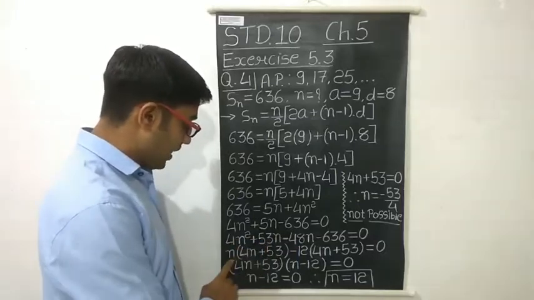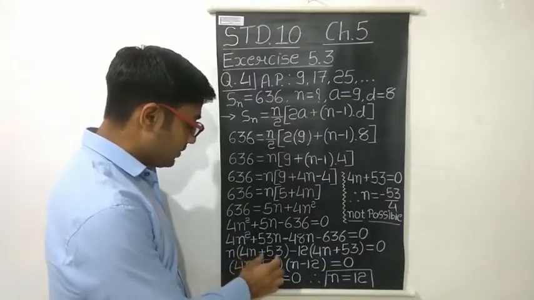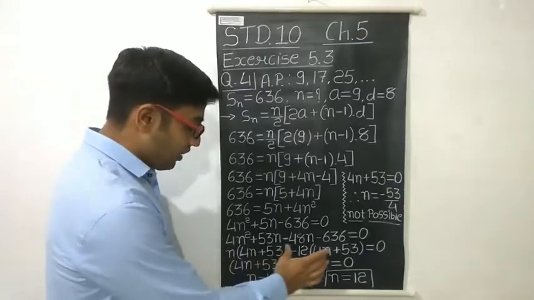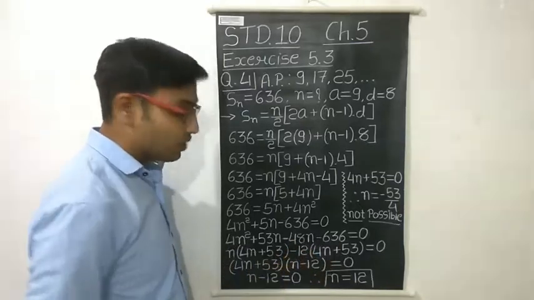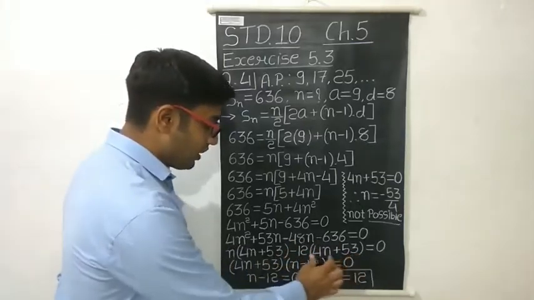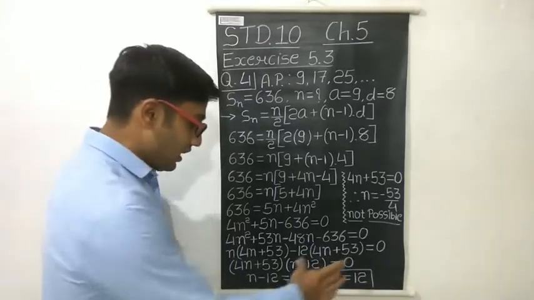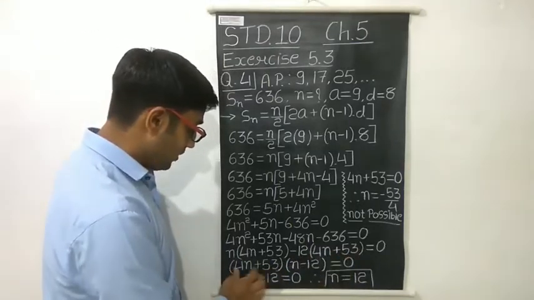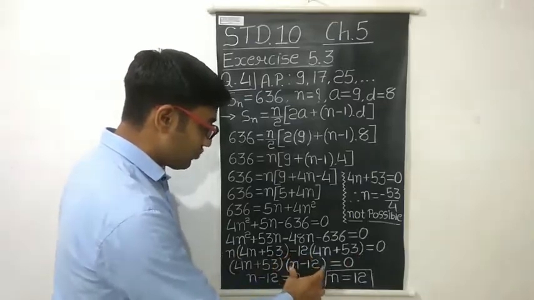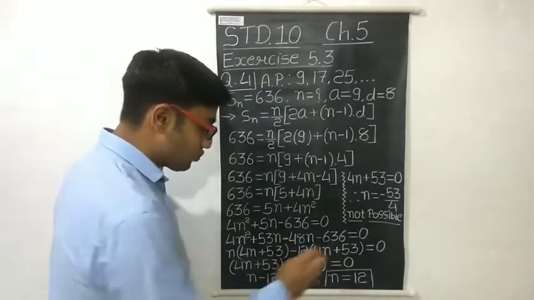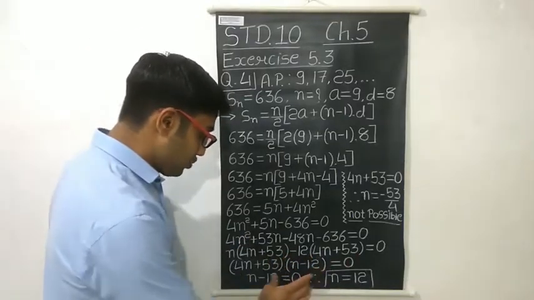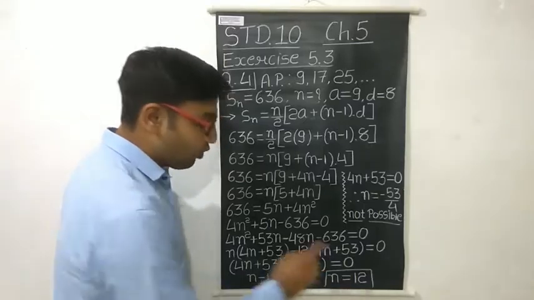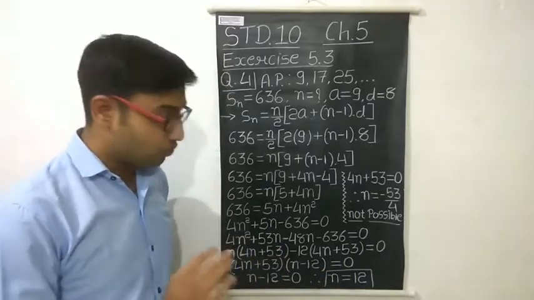Now from these two terms, n is common, 4n plus 53 will remain in the bracket. From these two terms, we can take minus 12 as common. So here also we will get 4n plus 53. Now make a bracket of 4n plus 53. Whatever remains, n minus 12, make another bracket. That is equal to 0. Now compare this n minus 12 with 0. We will get the value of n is equal to 12.